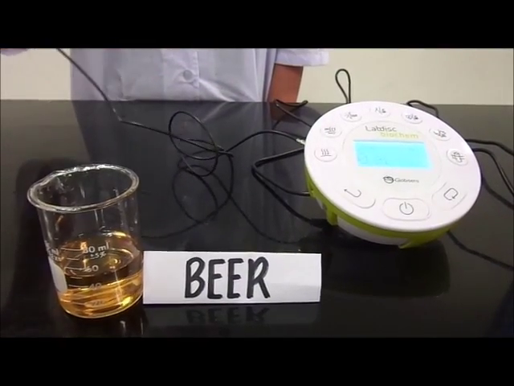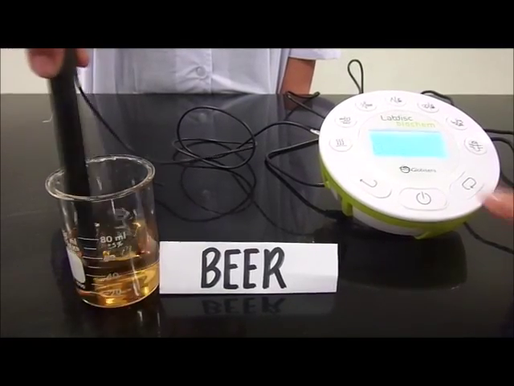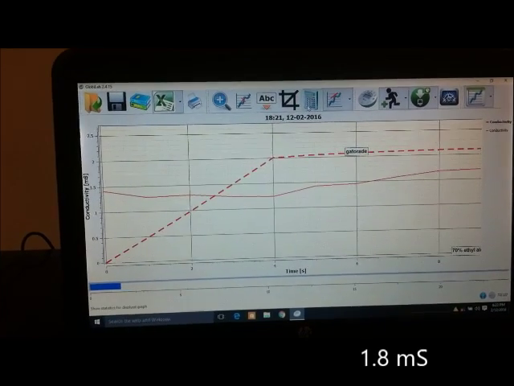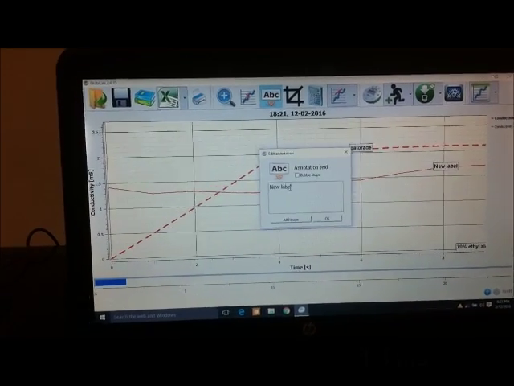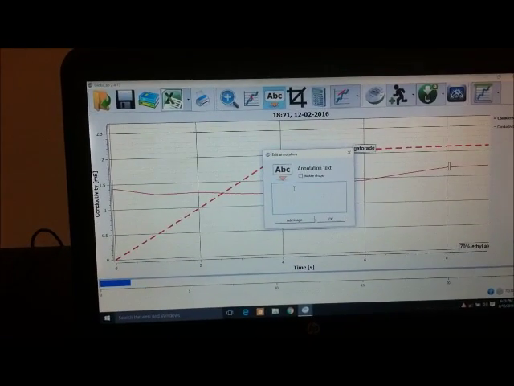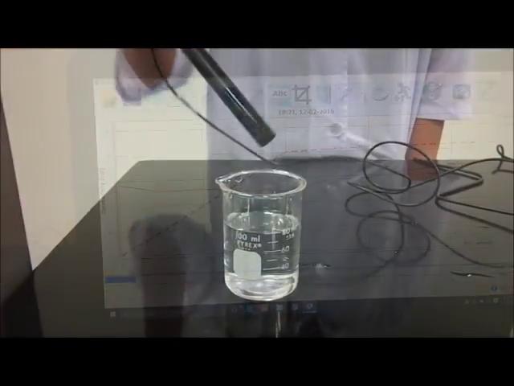The next sample is the beer. You have to stir the probe, and then the lab disk will measure its conductivity. The beer's conductivity is 1.8 ms. And then we have to label the conductivity of the beer. And then wash the probe with the water.